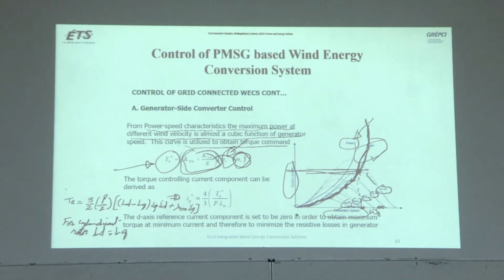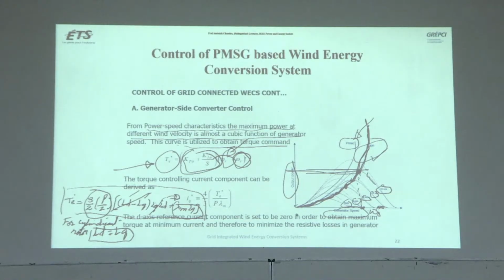Now for electric torque, basically this is the equation for this machine, and here you see the D axis inductance and Q axis inductance. But if we consider a cylindrical rotor, in a cylindrical rotor LD is equal to LQ. So basically this term will be 0. So finally you will have this and this portion.